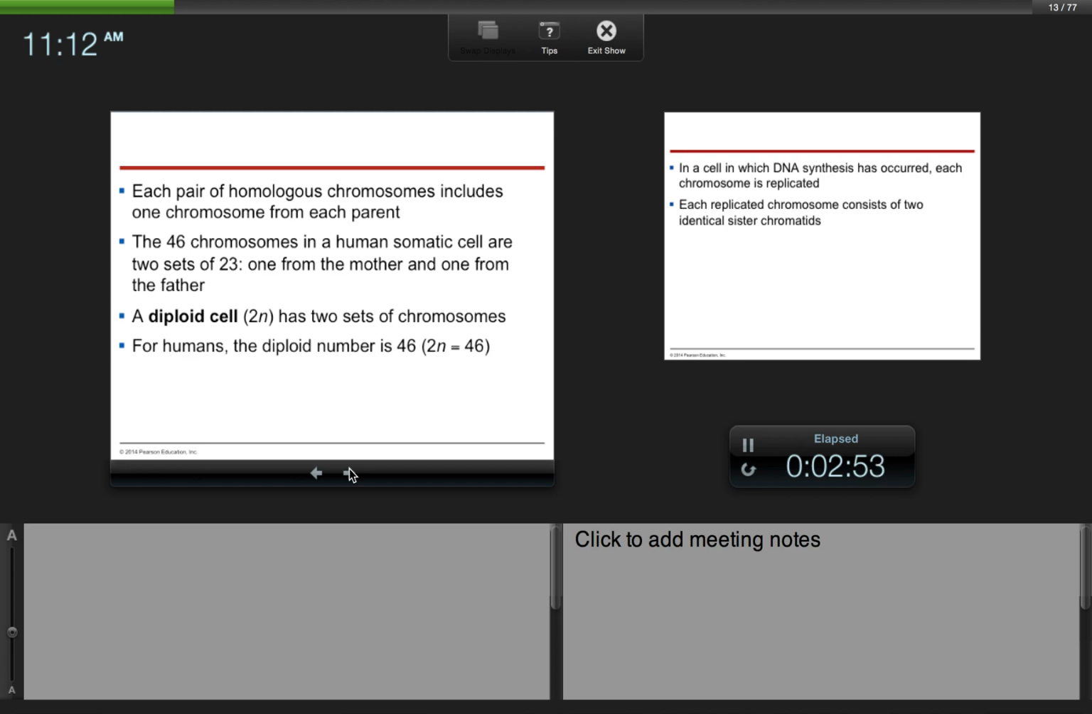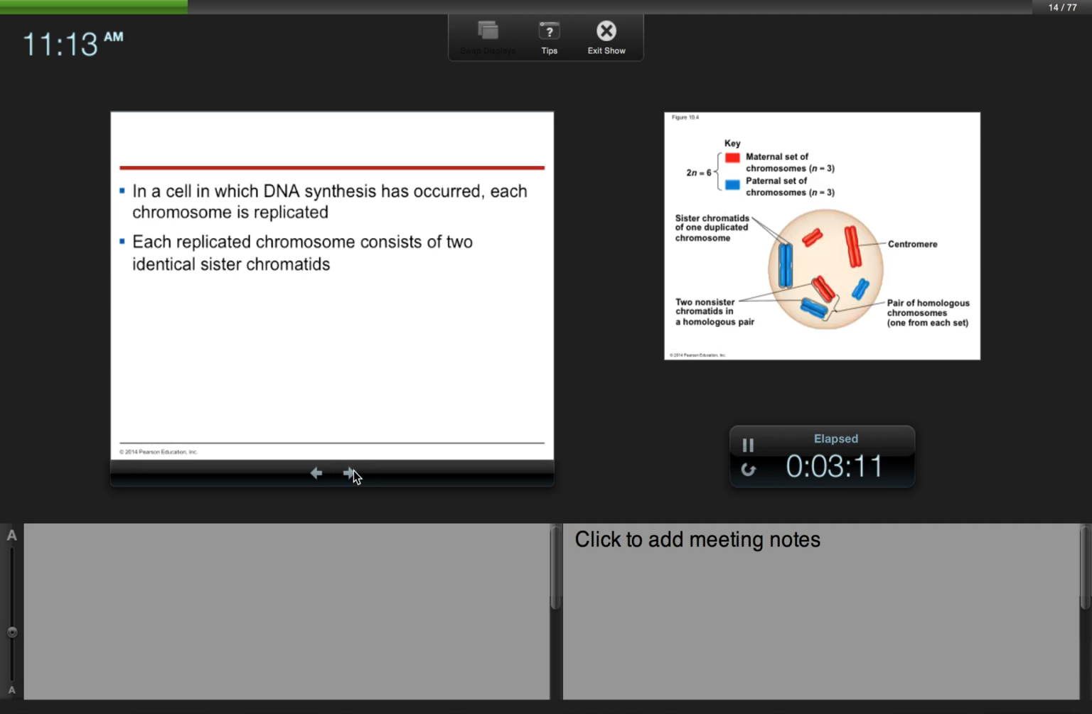Each pair of homologous chromosomes includes one chromosome from each parent. The 46 chromosomes in a human somatic cell are 2 sets of 23. You get 1 set from your mother and 1 set from your father. A diploid cell, or 2N, has 2 sets of chromosomes, and in humans that's 46. In a cell in which DNA synthesis has occurred, each chromosome is replicated. Each replicated chromosome consists of 2 identical sister chromatids.